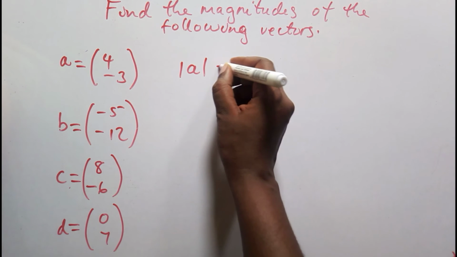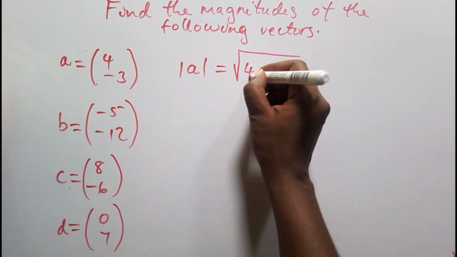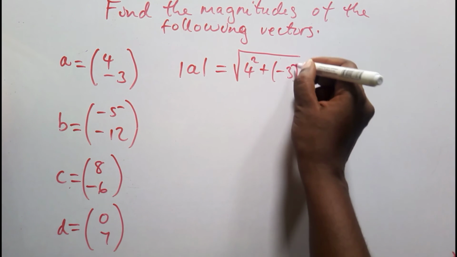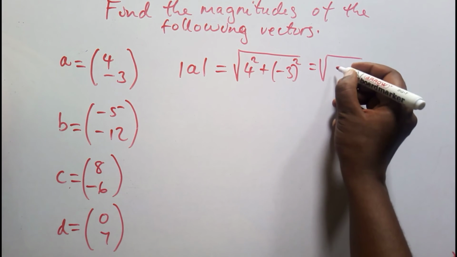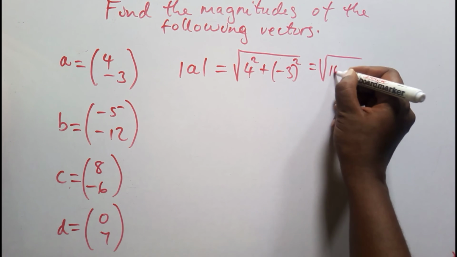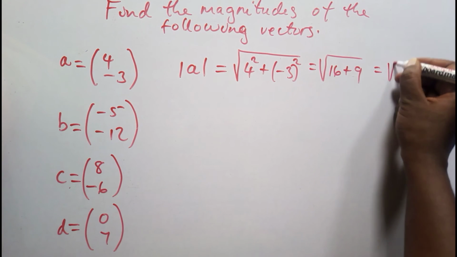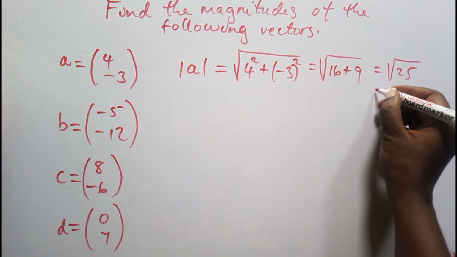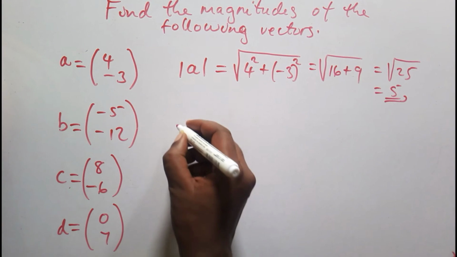Let's see. The magnitude of A is equal to the square root of the x component squared plus the y component squared, which is the square root of 4 squared plus (-3) squared, minus 3 in the bracket right there. So 4 squared, that's 16. We put our 16 right there, plus (-3) squared, that's 9, which is equal to the square root of 25. 16 plus 9, that's 25, which is 5, just like in the previous example.